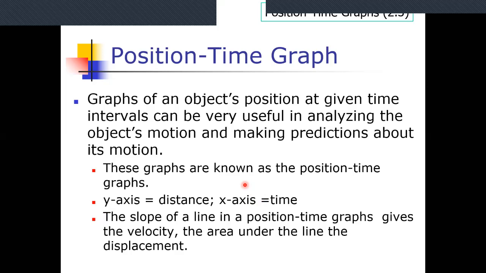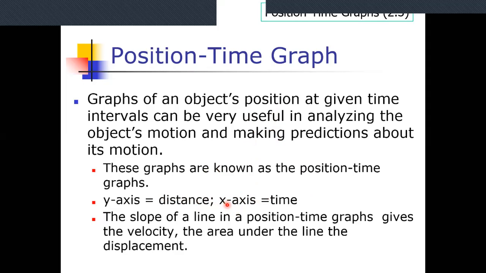The simplest type of graph that we can come up with right now is what's called the position time graph. These graphs plot the motion of an object, its position versus time. If we plot the distance along the y-axis versus time along the x-axis, we can use that to predict how the object will move over a certain amount of time and over a certain distance.